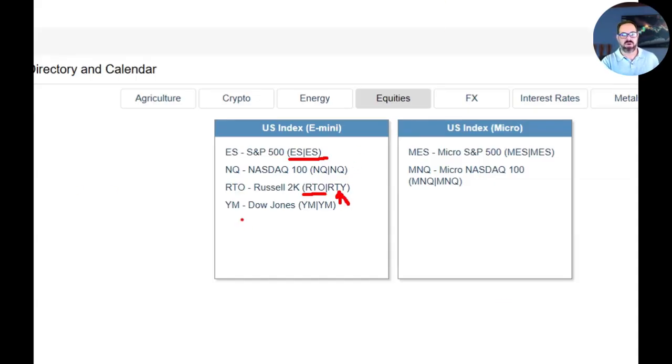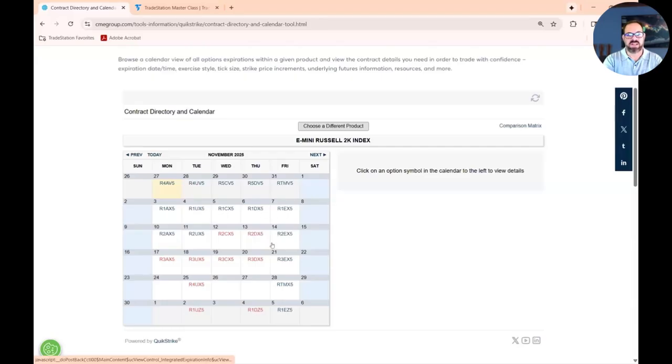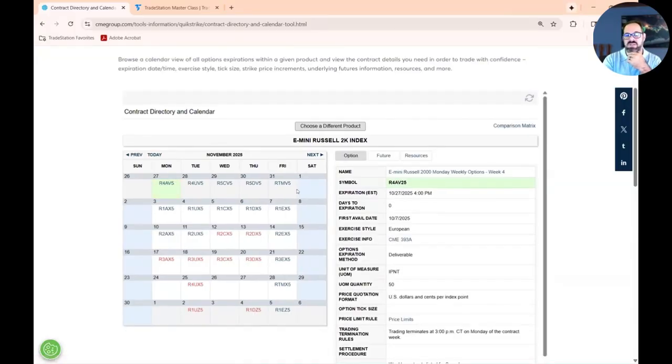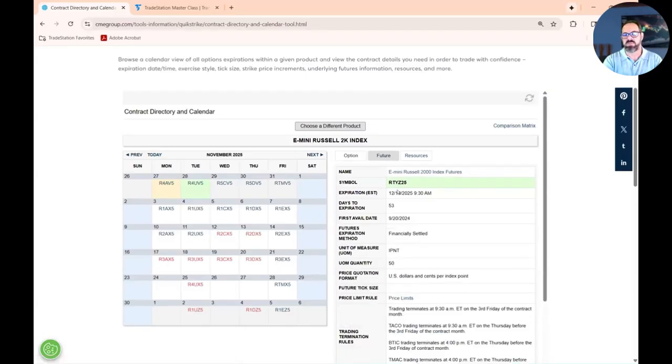So when I go into that one, first of all, you'll see it's not always RTO because, again, you've got those weeklies that are being traded. And yes, you could do zero DTE on those. There is today's that expired. It shows you first available date. They are European style. And again, keep going through these, and you can also see which future they're based on. And it says financially settled.